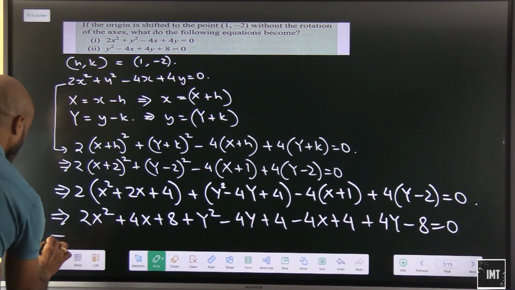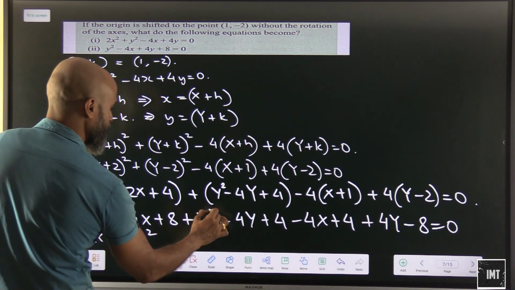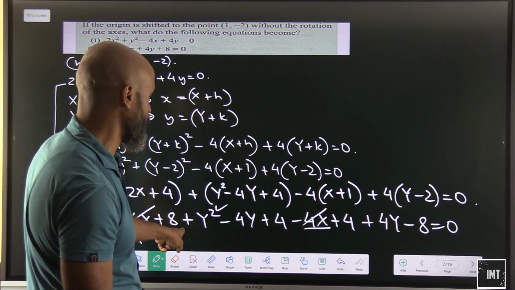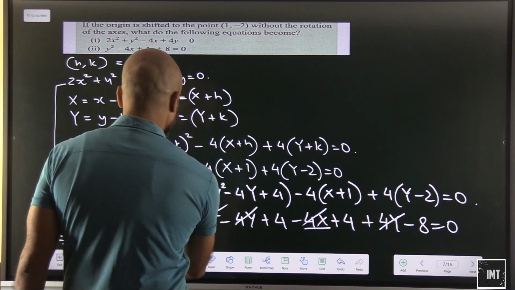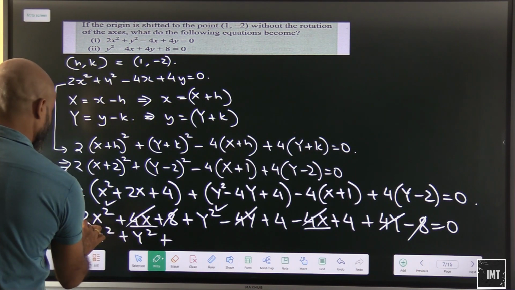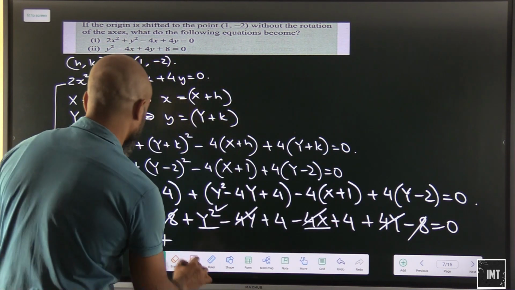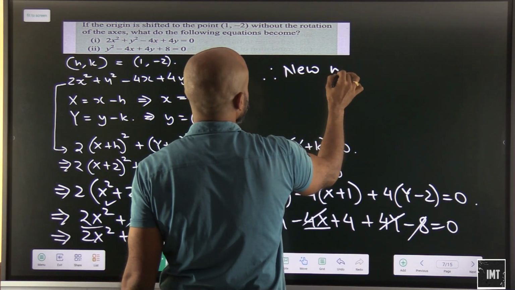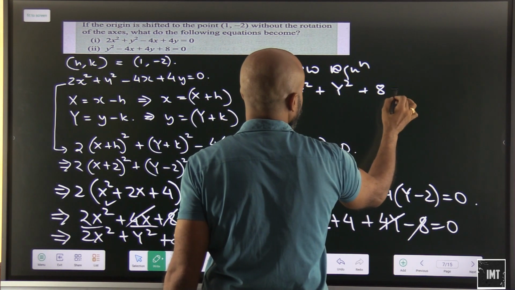So this is going to be 2X square plus Y square. Here we have 4X minus 4X, so this gets cancelled. Minus 4Y plus 4Y, it gets cancelled. And then we have the constants, which combine to leave plus 8. These terms in between are cancelled. So what will be the new equation? Therefore the new equation is 2X square plus Y square plus 8 is equal to 0.